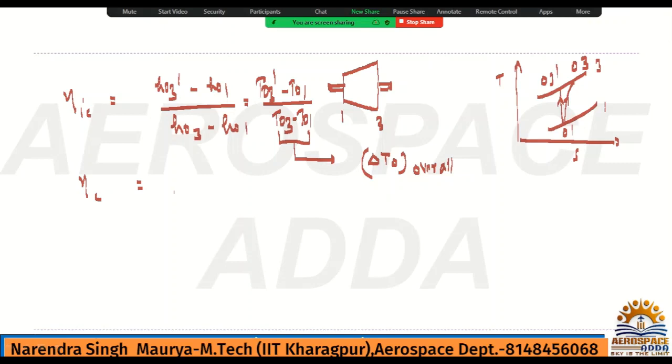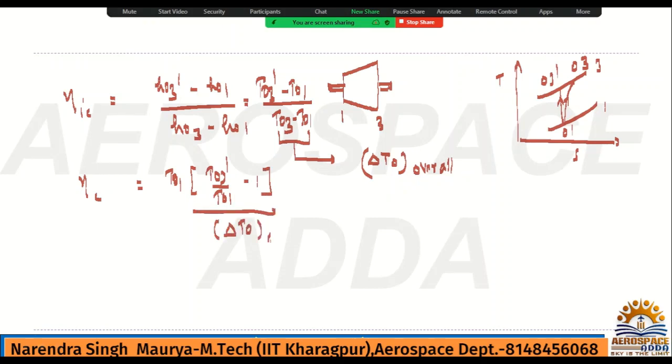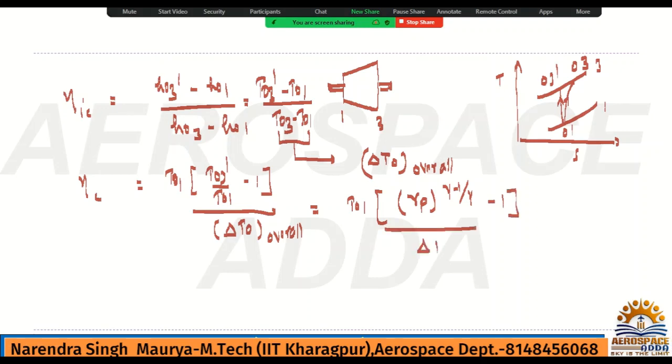Now, if you take T01 common here, what you will get is T03 dash by T01 minus 1 divided by delta T0 overall. Agree? Now this is nothing but T01 in brackets, RP to the power gamma minus 1 by gamma, minus 1. Check the formula I had given, okay? It's not a new formula, it is already given to you, overall.